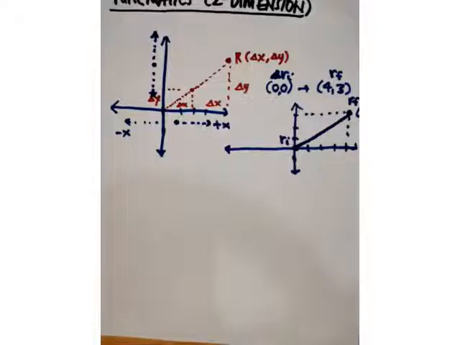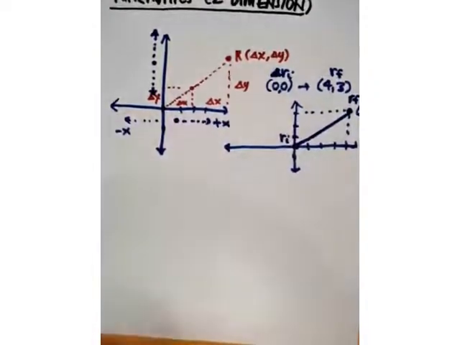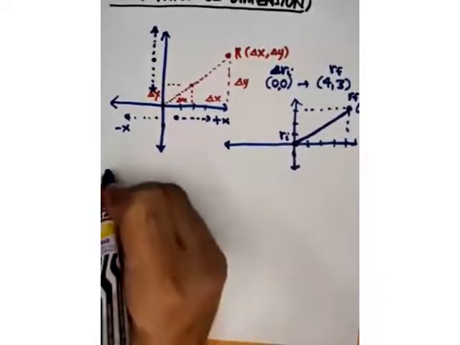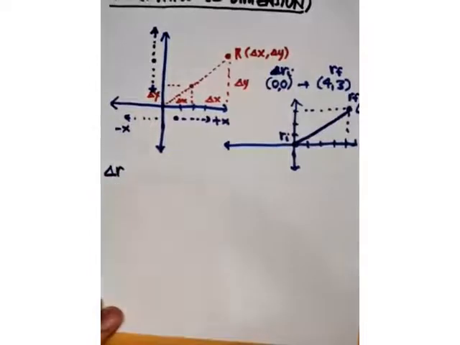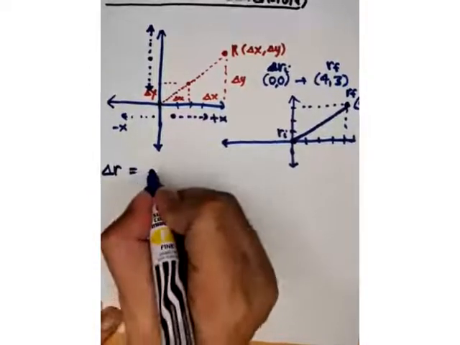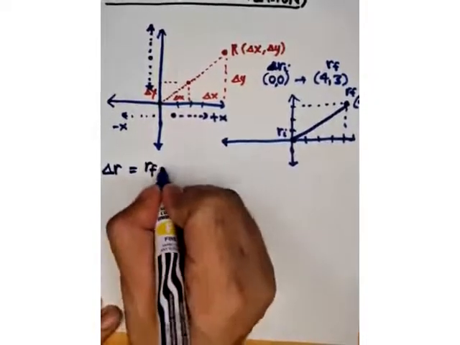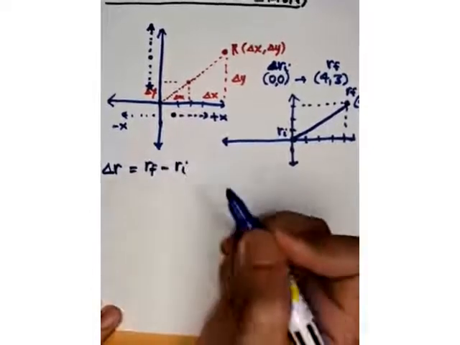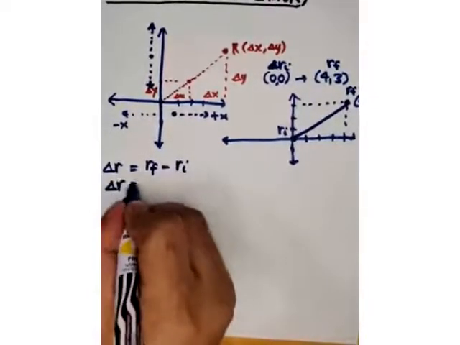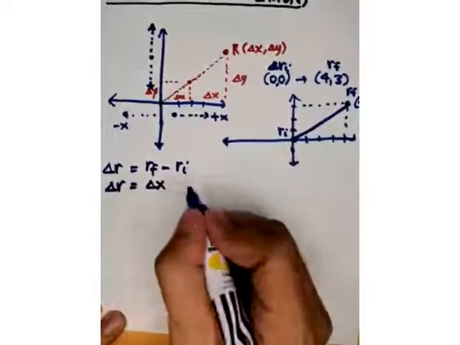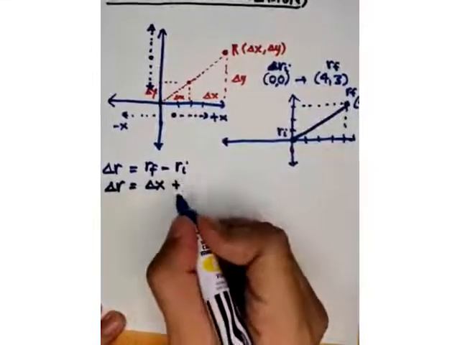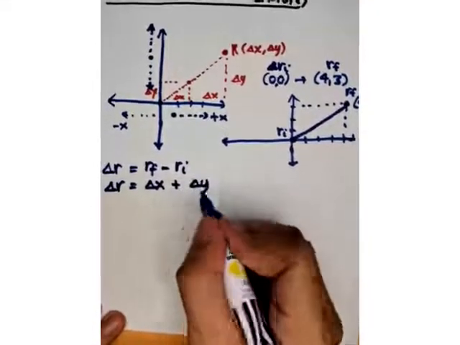Okay. If you will go through the module, sinasabi niya dito na instead of having delta x and delta y, we will have delta r for the displacement. And that is a combination of r final minus r initial. Yung delta r natin will also be the same as delta x, the change along the x, and also the change along y.